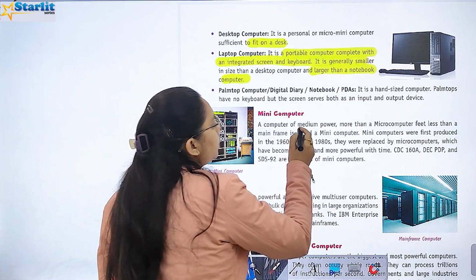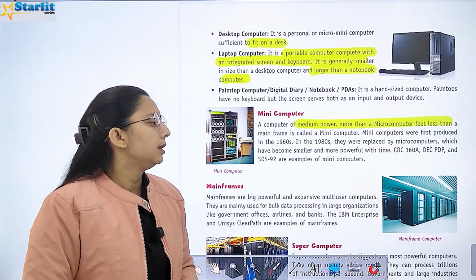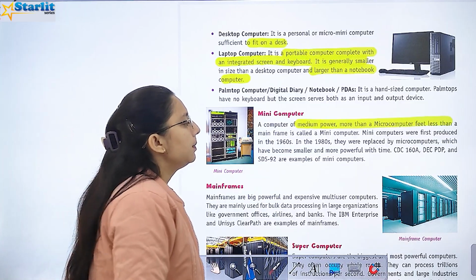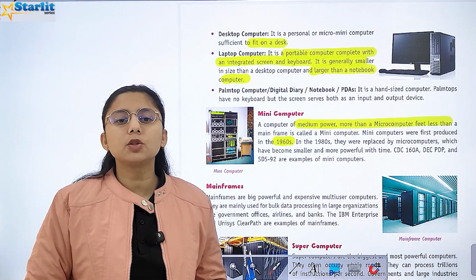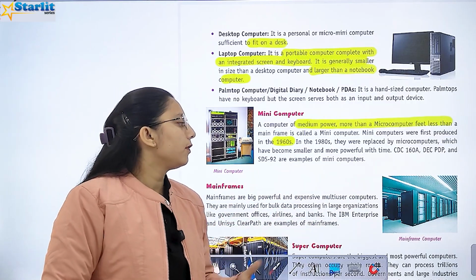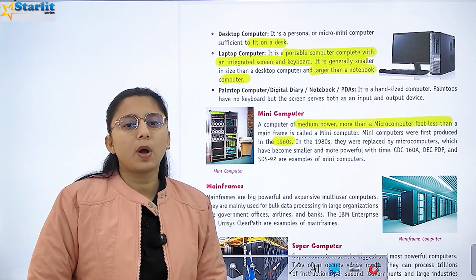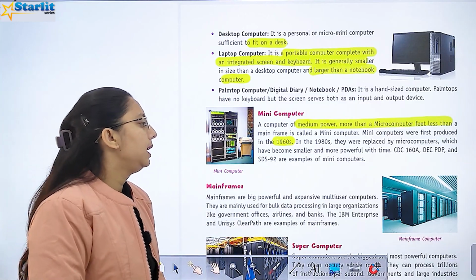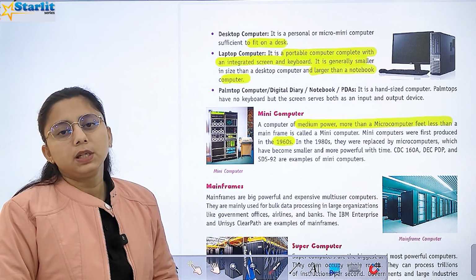Then we have the mini computer, medium power, more than a microcomputer but less than a mainframe, जिसको हम mini computer कहते हैं. It was first produced in 1960 और 1980 में इसको replace कर दिया गया था, and it has become smaller and more powerful with time. Like we have CDC 168, DEC PDP and SDS 92 as examples of mini computers.